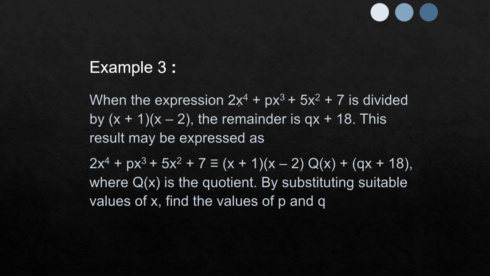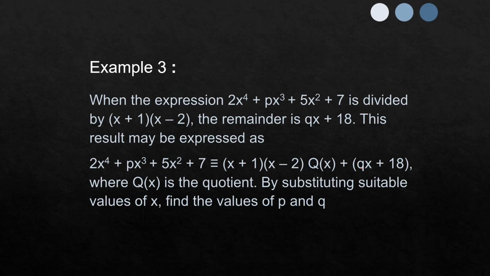Let's see example 3. When the expression 2x^4 + px^3 + 5x^2 + 7 is divided by (x + 1)(x - 2), the remainder is qx + 18. This result may be expressed with the identity f(x) = d(x)q(x) + r(x), where q(x) is the quotient. By substituting suitable values of x, find the values of p and q. We can see here that the divisor is not linear, and of course, the remainder becomes a linear remainder.